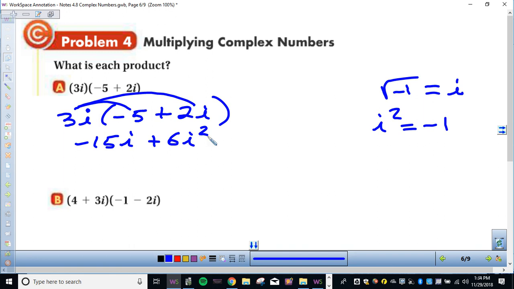Negative 1. So that just makes this negative 6 right here. Okay? So you get negative 15i minus 6. So that's a half point off right there because we need to write it in standard form. I'm just teaching it to you now. You don't know what standard form is yet. Standard form is the real number first, then the imaginary number. So you just have to write it as negative 6 minus 15i.